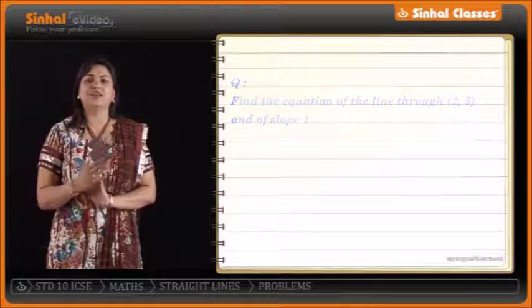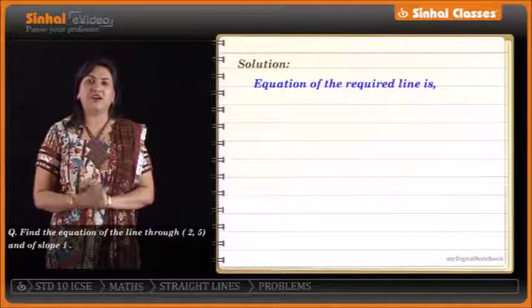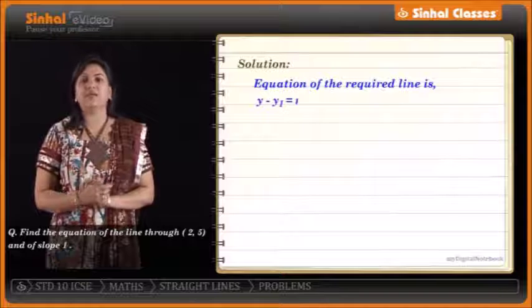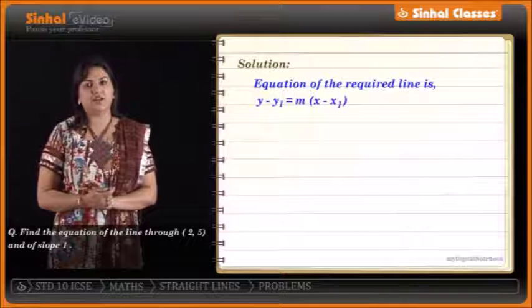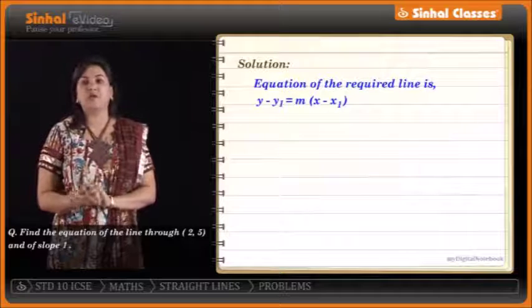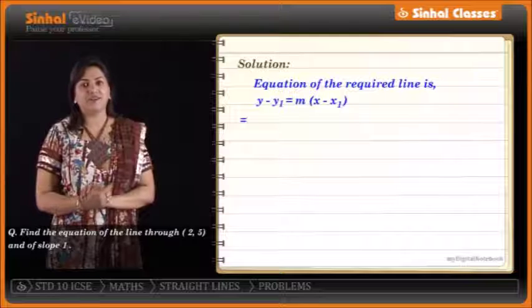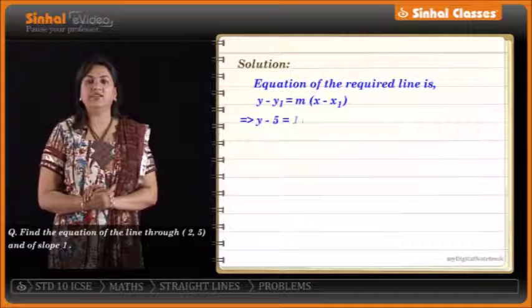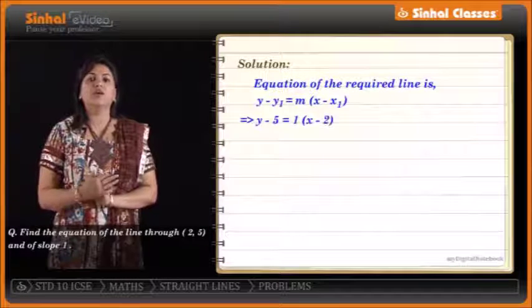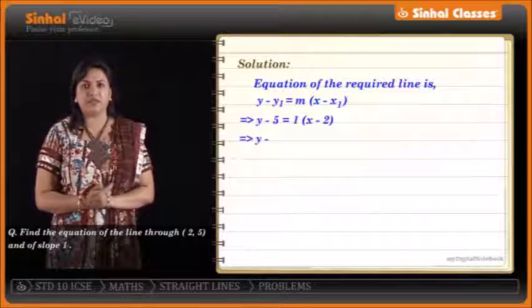We can use the point slope form, that is y minus y1 is equal to m times (x minus x1). Here (x1, y1) will be taken as (2, 5). So we have y minus 5 is equal to 1 into (x minus 2). Open the brackets. We have y minus 5 is equal to x minus 2.